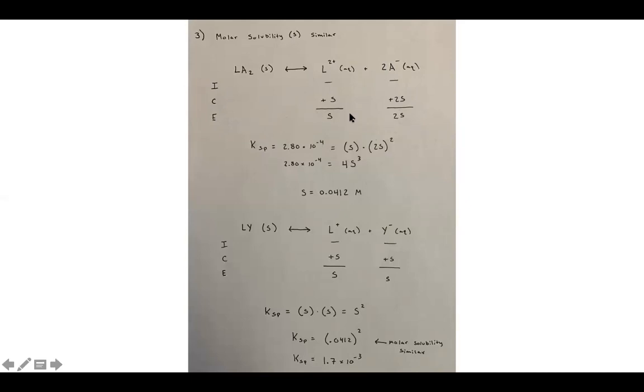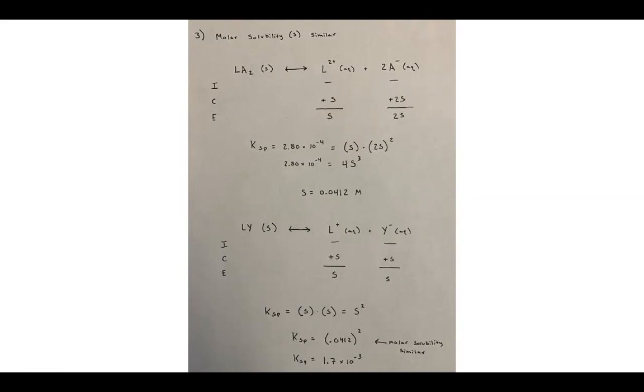Okay, so now knowing my equilibrium amounts of both these ions, I'm going to plug it into my Ksp equation. So my Ksp, 2.8 times 10 to the negative fourth, is equal to my equilibrium concentration of L2+, which is S, times my equilibrium concentration of A- squared. So it's going to be 2S squared. And so what we'd find is that our Ksp is equal to 4S cubed. And when you solve for S, it would come out to about 0.0412 molar.